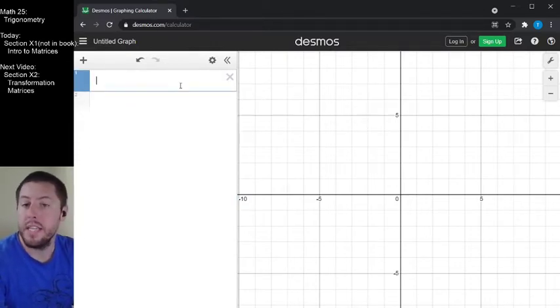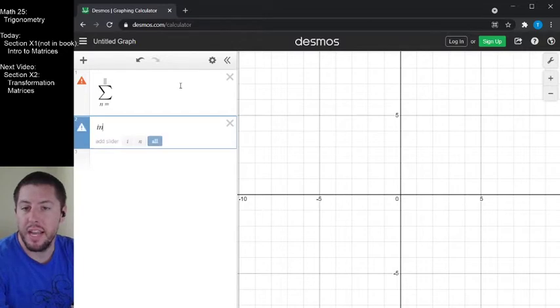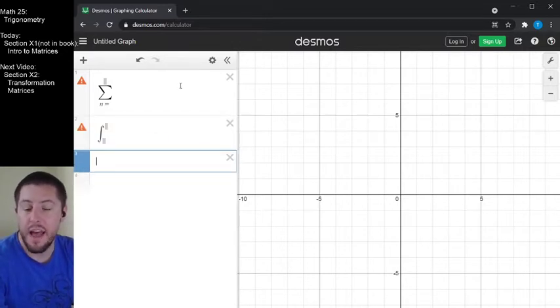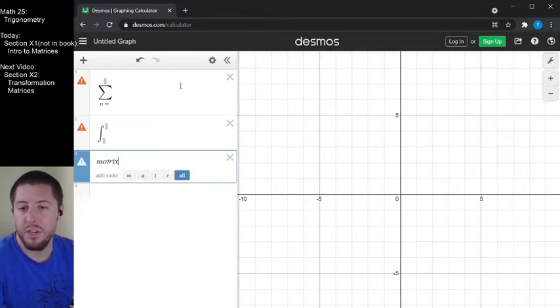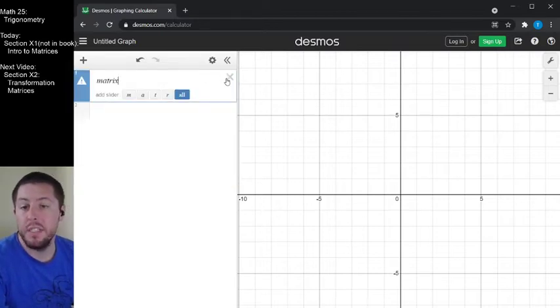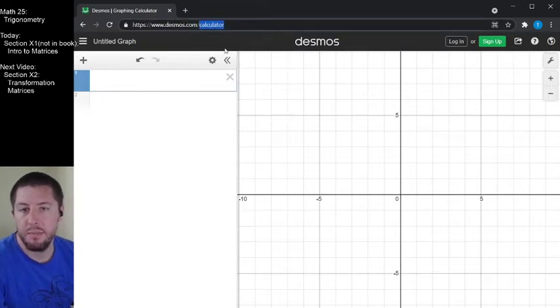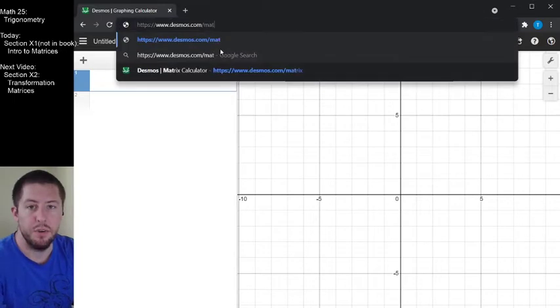Unfortunately, whereas we type out the word sum to get a summation, and as soon as I type int it gives me the integral symbol, what I want is to type out matrix and have it give me a matrix. Unfortunately that doesn't happen right there. That's just because the matrix component of Desmos is handled in a different place. It's not within the calculator. So to get to the matrix tool, I'm just going to change calculator to matrix.